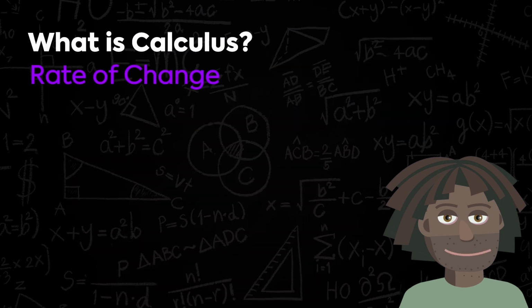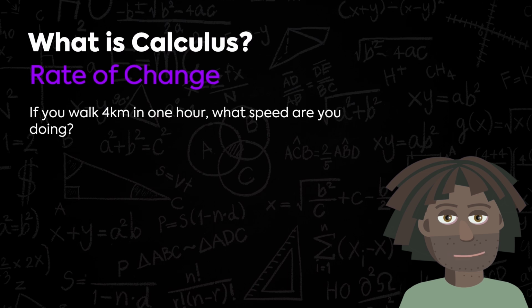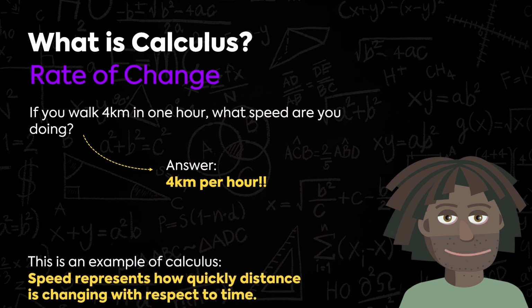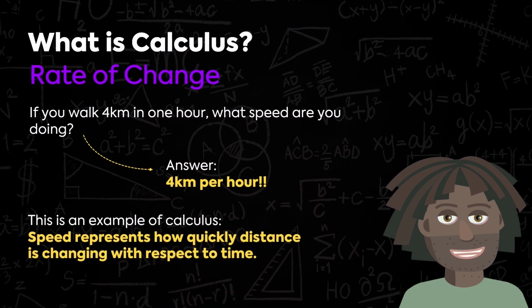Let's look at a simple example of a rate of change. If you walk 4 kilometers in 1 hour, what is your average speed? I know this sounds very simplistic, but it is an important example of what we mean when we think of rate of change. You were, of course, walking at an average speed of 4 kilometers an hour. Speed represents how quickly distance is changing over time. How far I go in whatever time it takes me gives us speed.